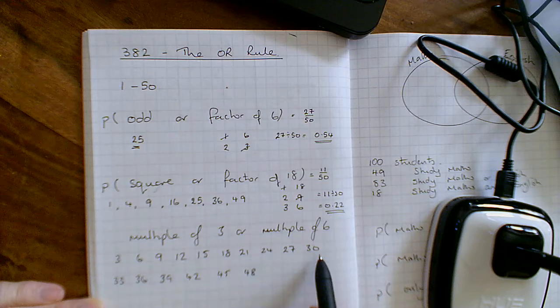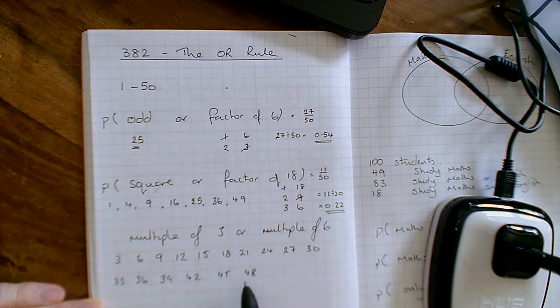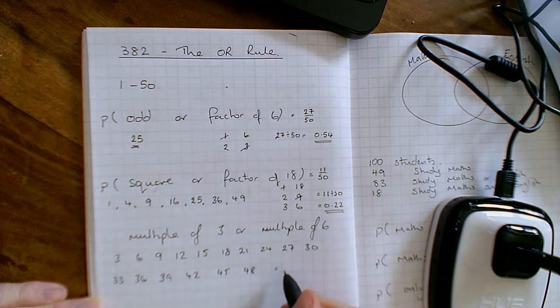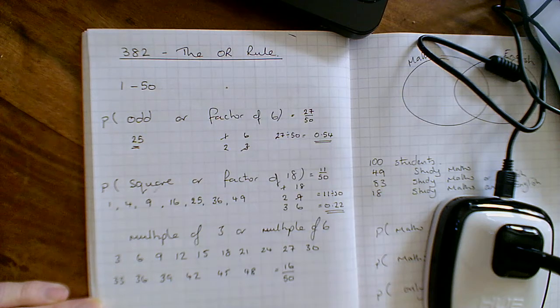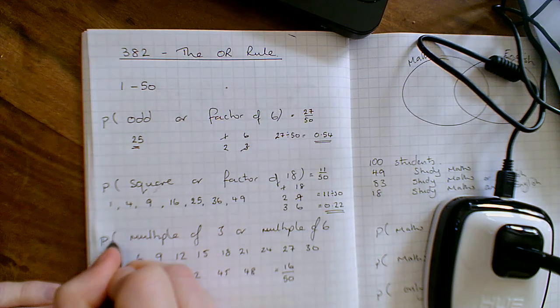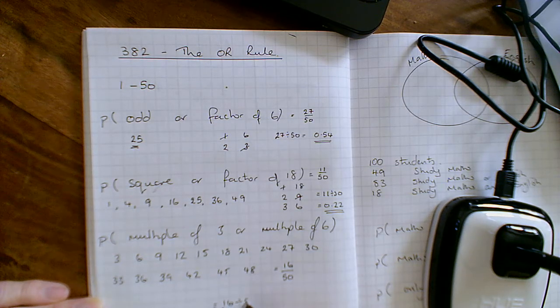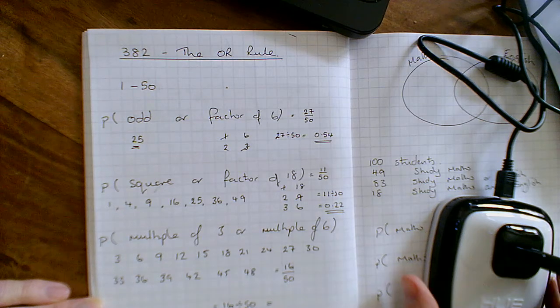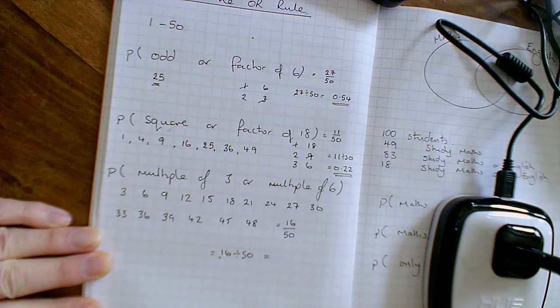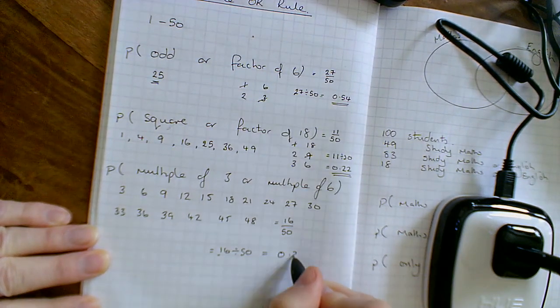Just count all these up. There's 10 there, 11, 12, 13, 14, 15, 16. It equals 16 out of the 50 numbers that we've got altogether. So this is the probability that I get this, which is equal to 16 divided by 50 equals, I'm dropping off the camera, just slow this down a bit, 0.32.